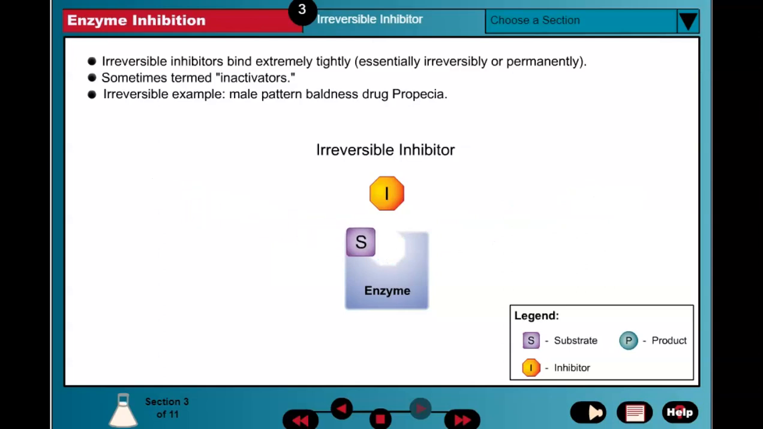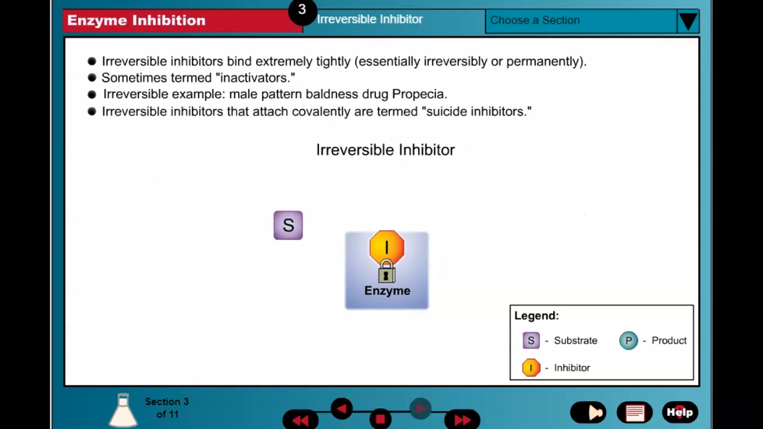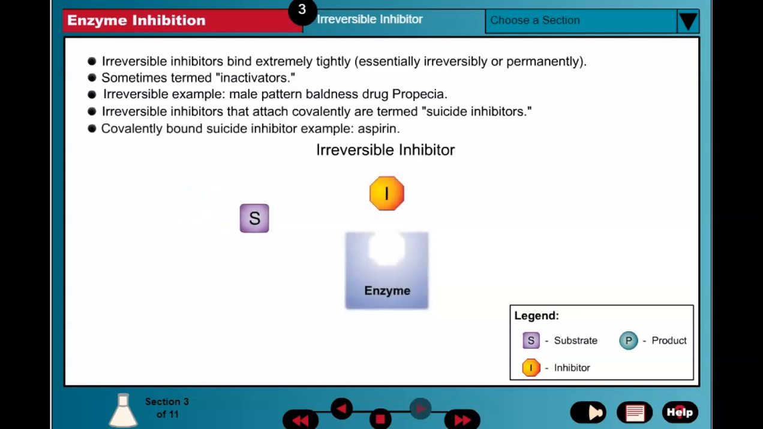Some irreversible inhibitors even become covalently bound to amino acids in the active site of the enzyme, as they are brought through the early chemical steps of catalysis. Aspirin is such an example.